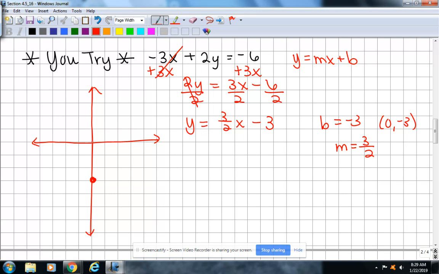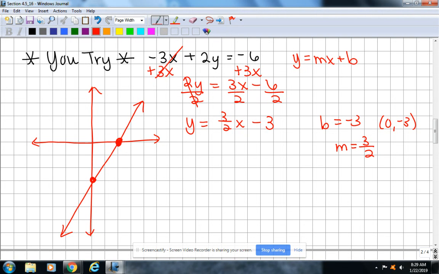Then I run to the right. How many? 2. And that one just happens to be on the x-axis. It's not always going to happen. It just does. So then you pop a line right there, arrows on it, and raise your hand if yours looks something like mine. Are there any questions?